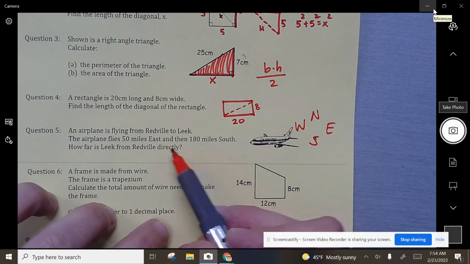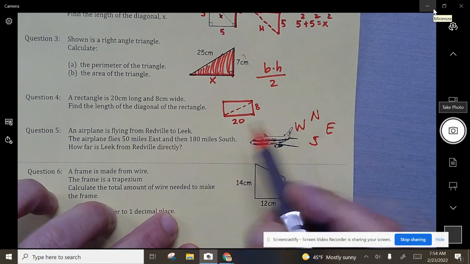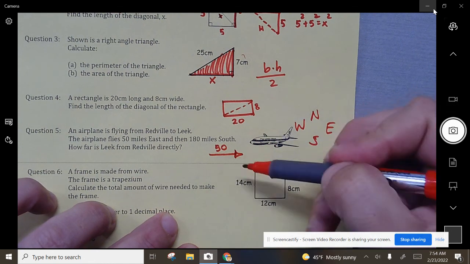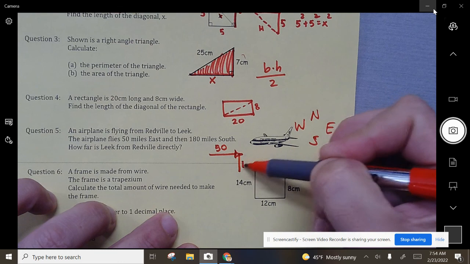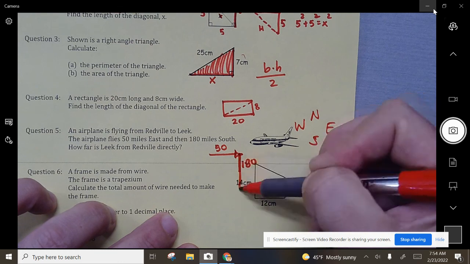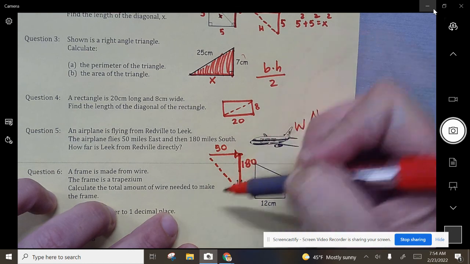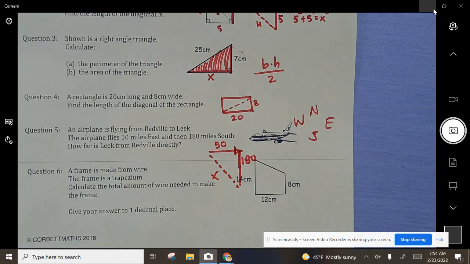And it's going 50 miles east. So it's going this way, 50 miles east. And then 180 miles south. How far is Leek from, you're going to find that number. Okay? All right, this one.